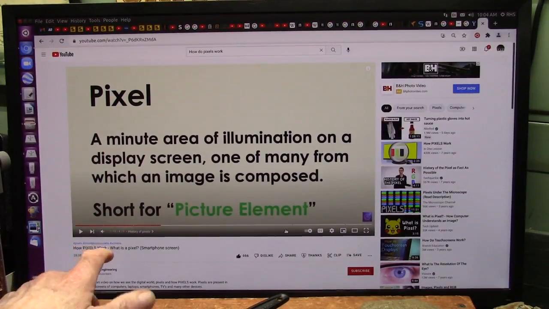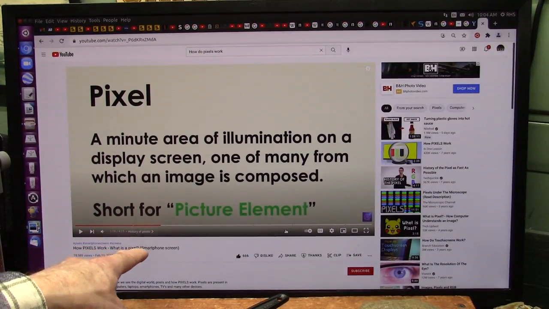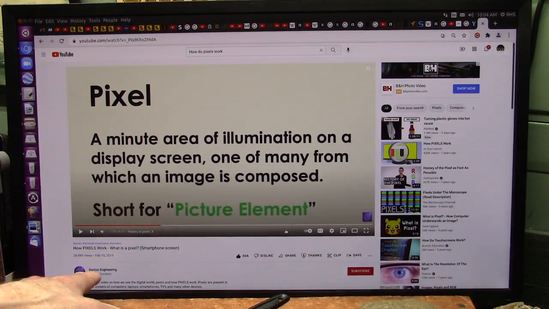Okay, this is a fabulous video, how pixels work, what is a pixel, smartphone screen. Now, this is genius engineering.